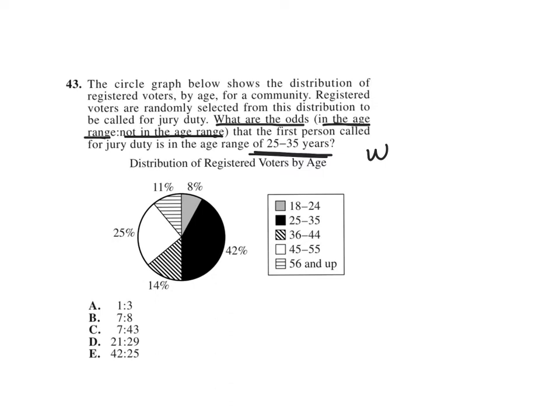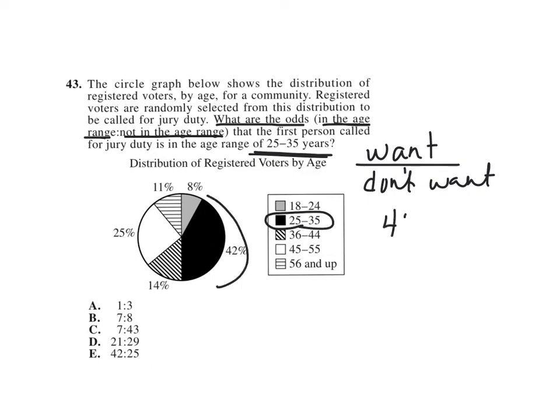Keep in mind, you're not talking about probability. You don't want what you want over the total. When you're talking odds, your ratio is going to be what you want to what you don't want. So I want my age 25 to 35, so that's 42%. Well, you know percent's out of 100, so 42%, what's left out of 100? 58%. So reduce 42 to 58, and you get 21 to 29, D.